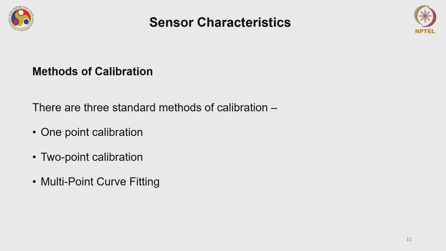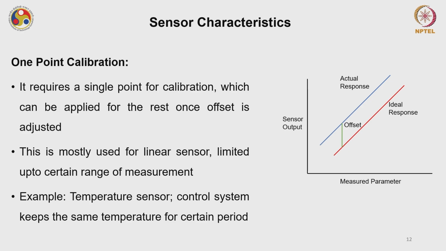There are various methods of calibration. Mostly there are three standard methods: the first is 1-point calibration, then we have 2-point calibration, and we have multi-point curve fitting. These are the three ways of calibration, particularly for microsensors and nanosensors. Let us understand these 1-point, 2-point and multi-point curve fitting calibrations. Let's see 1-point calibration first. It requires a single point for calibration, which can be applied for the rest once the offset is adjusted.